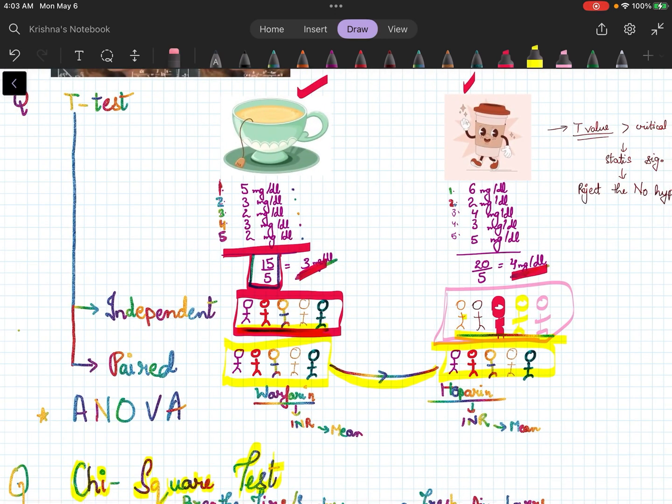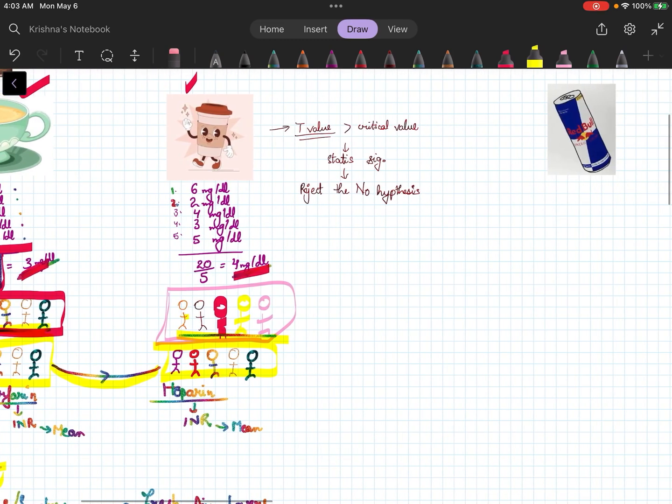Now, let's say I measured the mean or average caffeine level in tea drinkers and the average in coffee drinkers, and I want to add another category here.